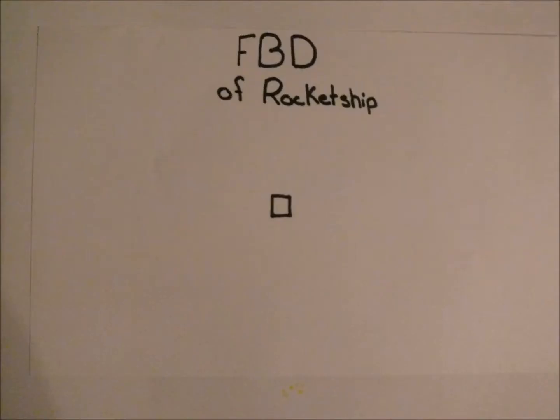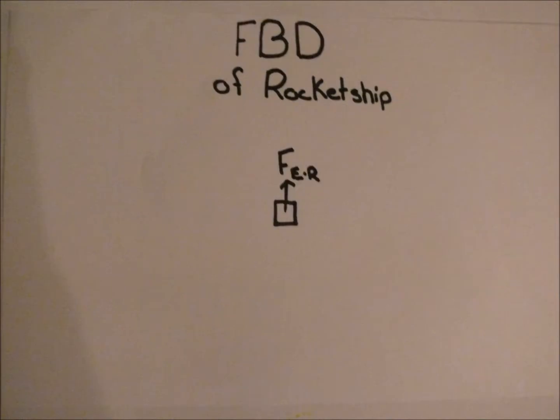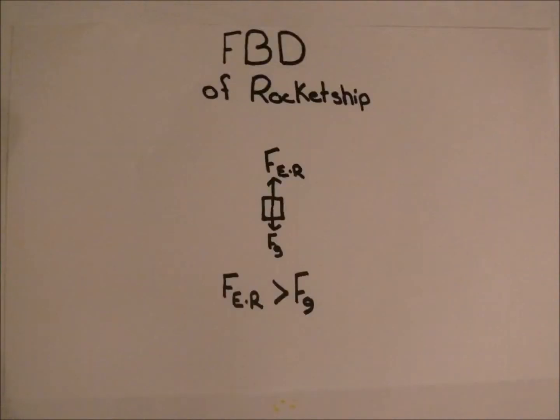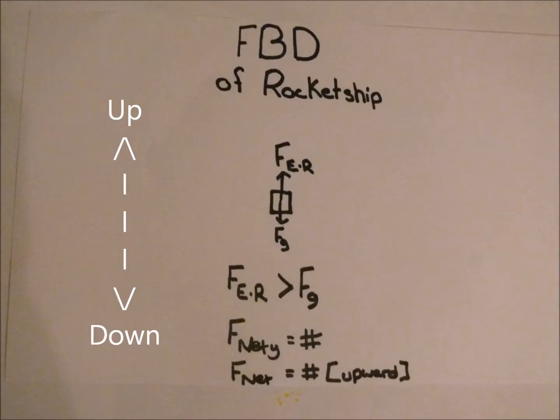In the free body diagram for the rocket ship, it pushes exhaust out the bottom, and as it pushes exhaust out the bottom, the exhaust applies a force upwards on the ship. The force of gravity also acts on the ship, but the force of exhaust on the ship is larger, moving the rocket ship upwards.